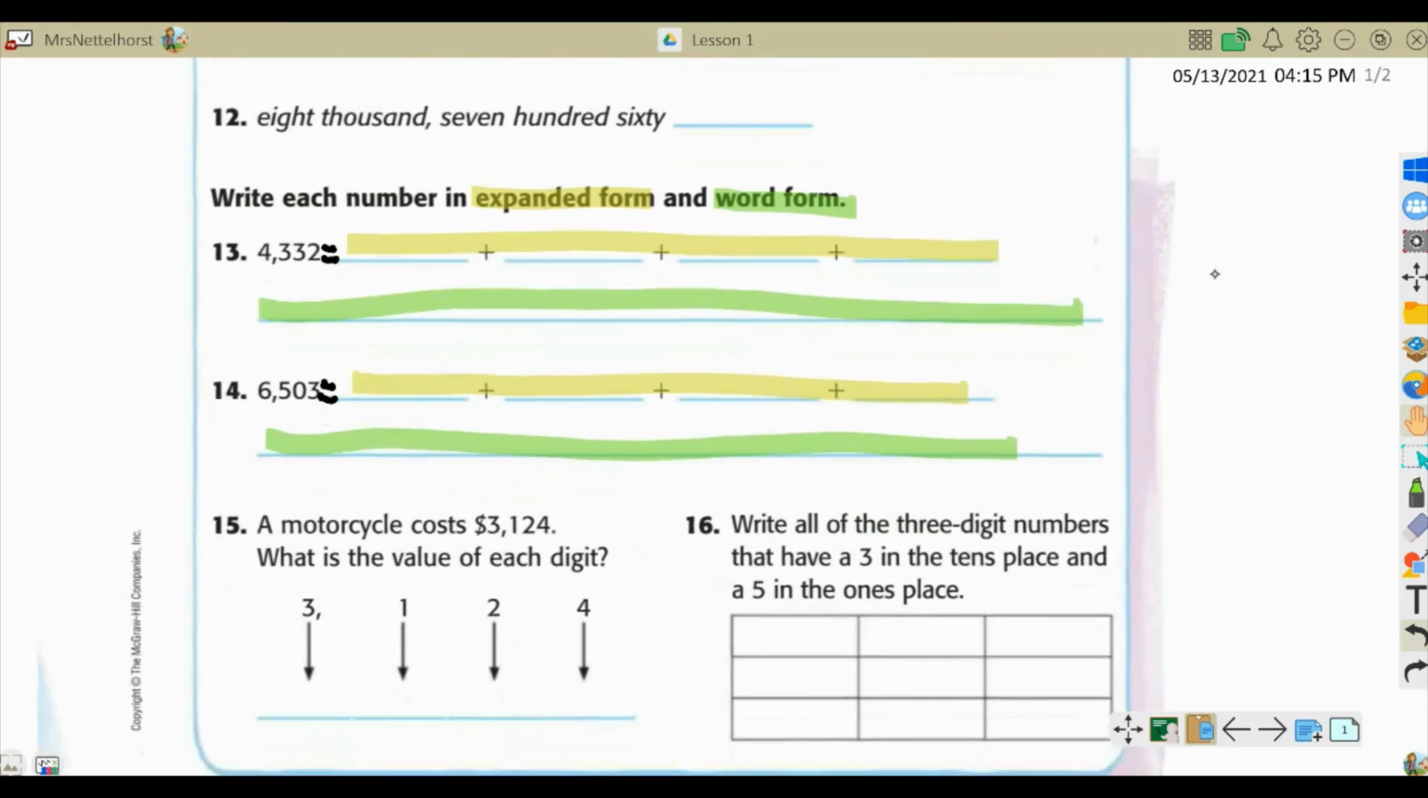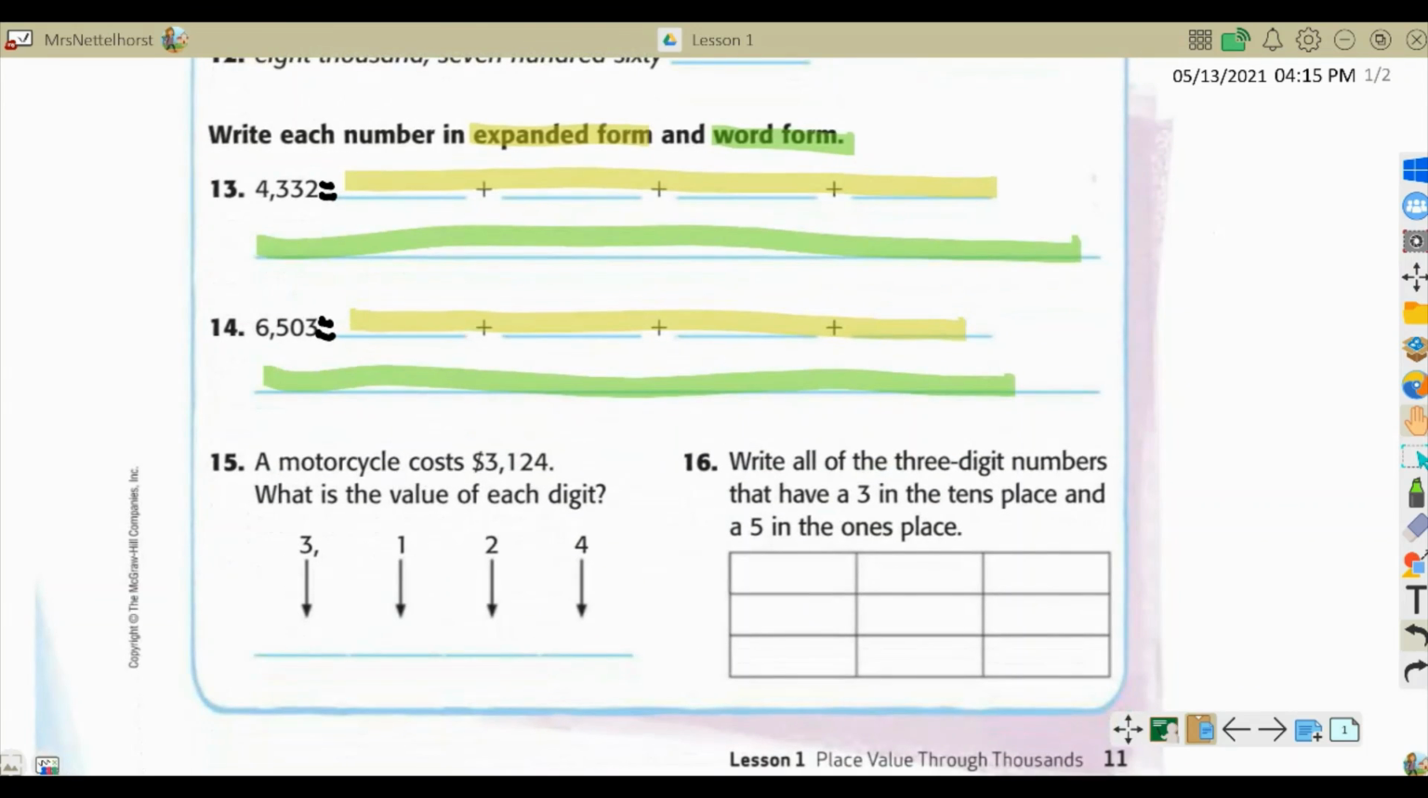Okay, let's scroll down. A motorcycle costs $3,124. What is the value of each digit? I want you to get in the habit of doing plus signs. So please make sure that in between each value, you put a plus sign, because then it's expanded form. So you're going to put the value of the 3 there, plus the value of the 1, plus the value of the 2, plus the value of the 4.